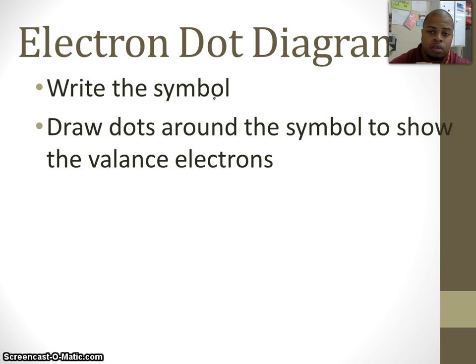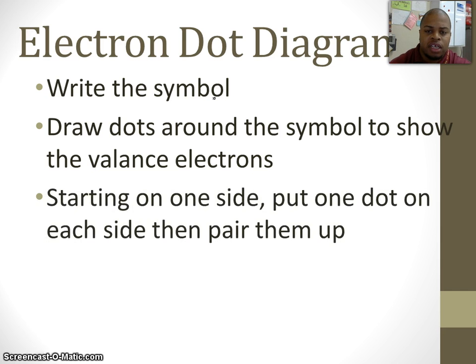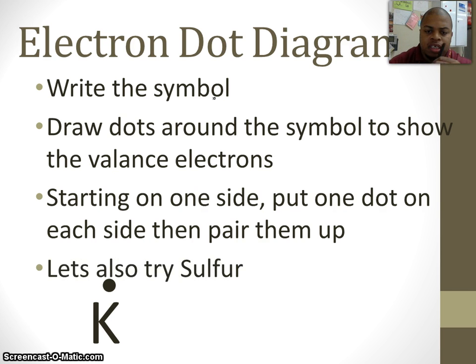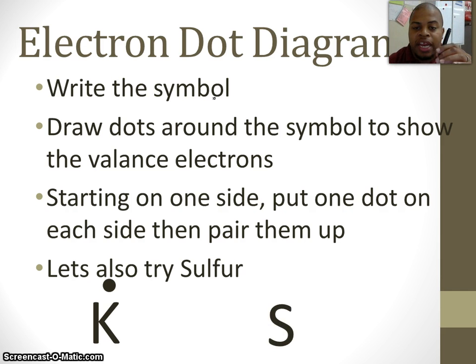So write the symbol, draw the dots around to show the valence electrons. Starting on the side, put 1 dot and then pair them up after we have filled in the 4 sides. So potassium, got K, and 1 dot. Just finished, everything's good. Now, if we were to look at one more example for this, let's look at sulfur. Sulfur, symbol is going to be S, capital S, and it has how many valence electrons? According to the periodic table, we have 6. So, I'm going to put 6 dots.